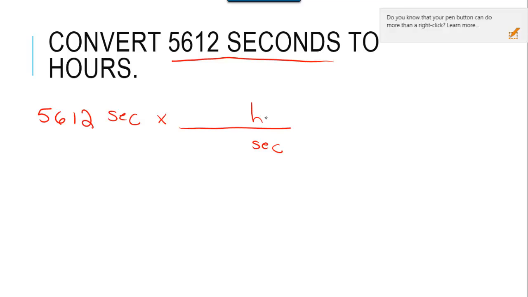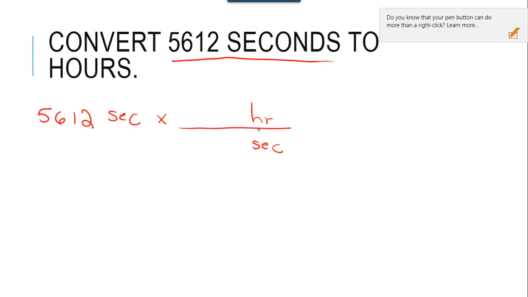Alright, so 5,612 seconds. Now to do a factor label problem, the factor is the number and the label is the unit. We need seconds to cancel out and we need to find the answer in hours. So because of that, I have seconds that I'm given. I'm going to put seconds on the bottom so that that cancels out. That's what you're canceling always. What you're looking for is hours, and that actually goes on the top every time.